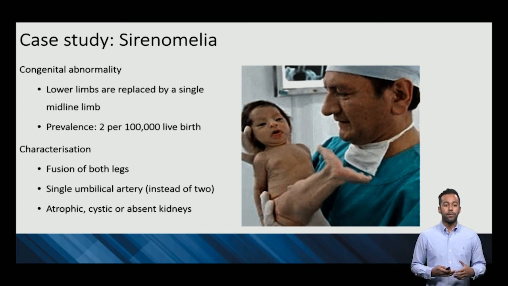They can also present with a few renal abnormalities or kidney abnormalities where they have an atrophic kidney, so that means it's a lot smaller than it usually should be. Cystic, so it has some small cysts on it, or completely absent.